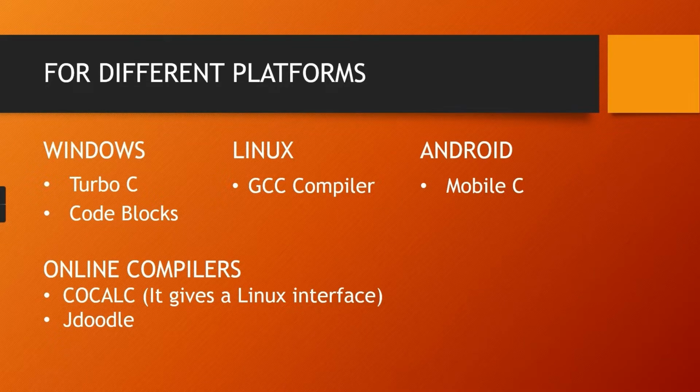On Windows, Turbo C and CodeBlocks are the most commonly used software to execute C programs. GCC compiler on Linux operating system and Mobile C application on Android. Linux has an important role in the development of embedded systems. Due to its flexibility, most developers use Linux rather than Windows. That's why in this channel we would like to use the GCC compiler.